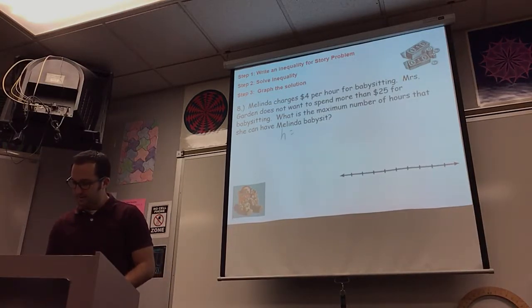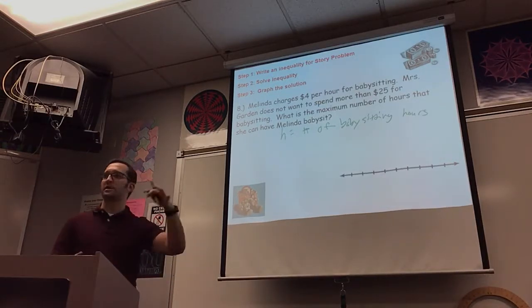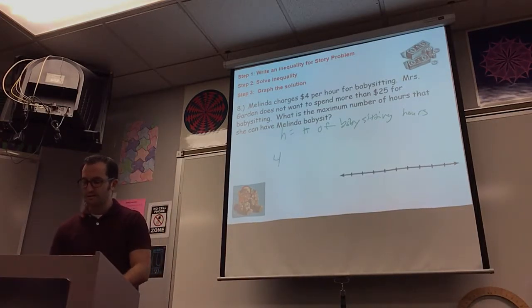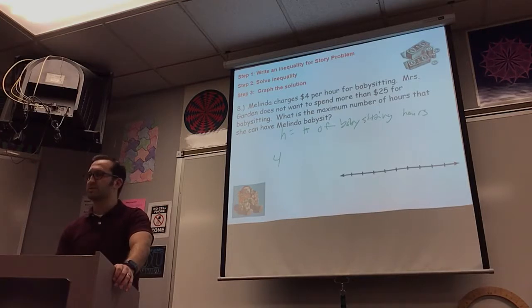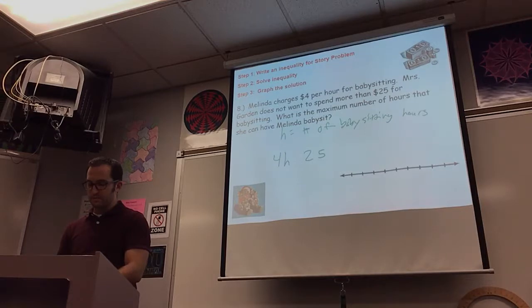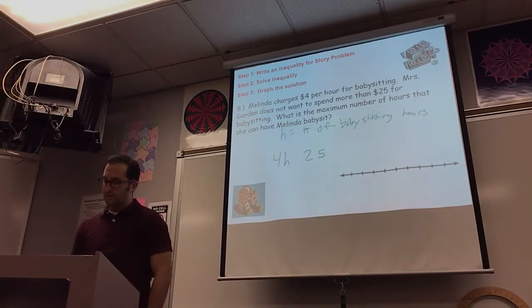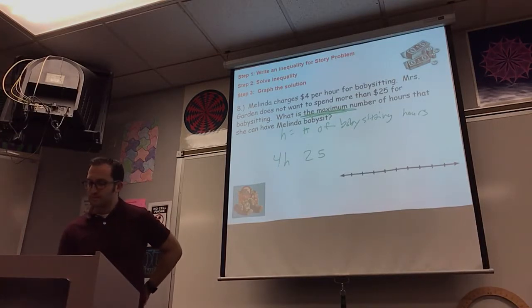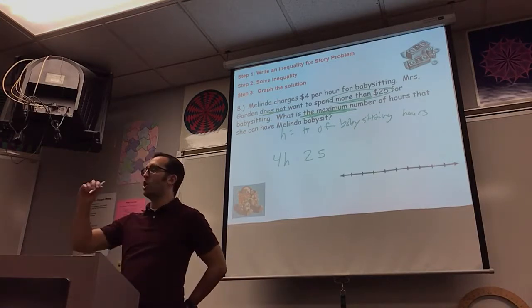So I'm going to do H for the number of babysitting hours. A lot of you guys might be like, oh, I need to multiply 4 times something to get 25. You're absolutely right. 4 times what? 4 times H, the number of hours. And then 25. The question is, what's the symbol? Less than. Okay? Why? Because she doesn't want to spend more than that. The maximum, right? So that would be like no more than, right?